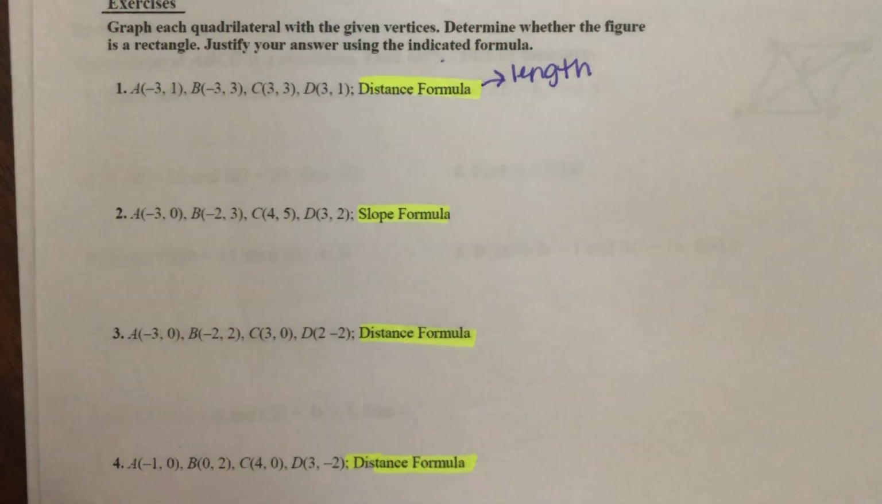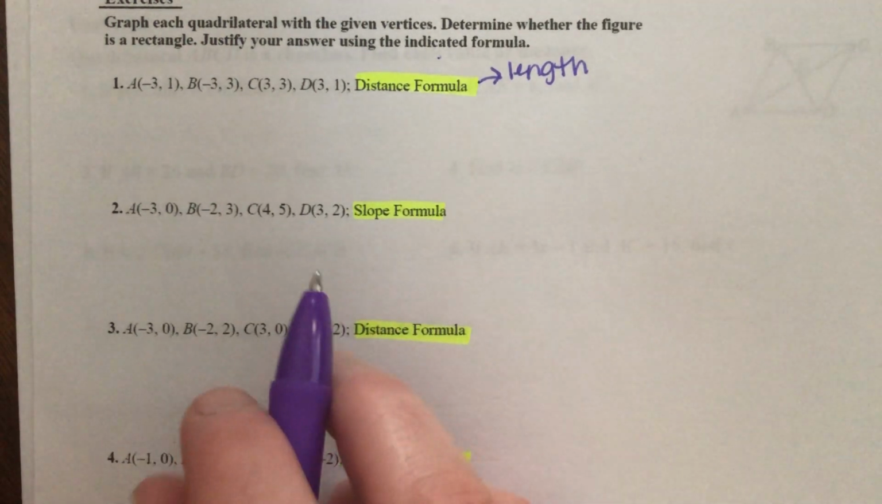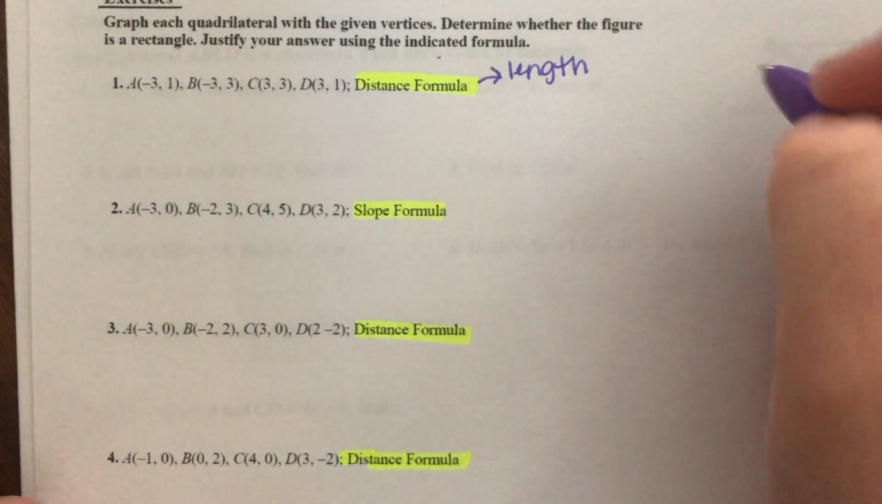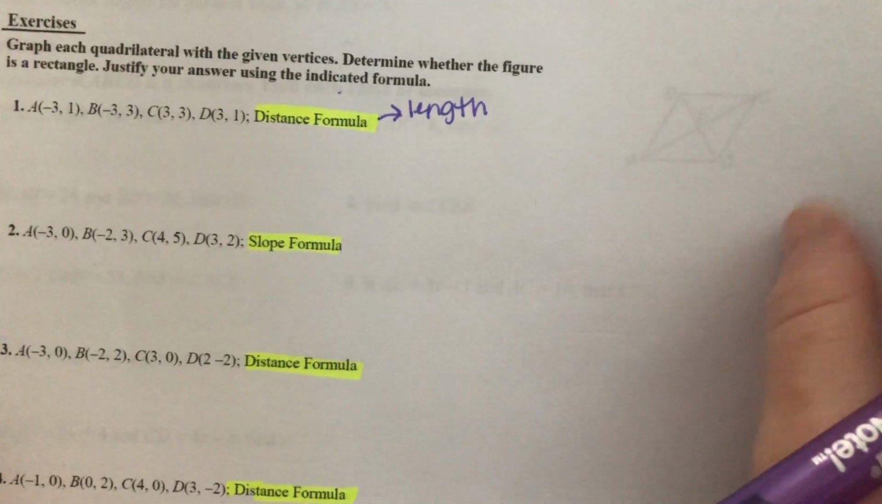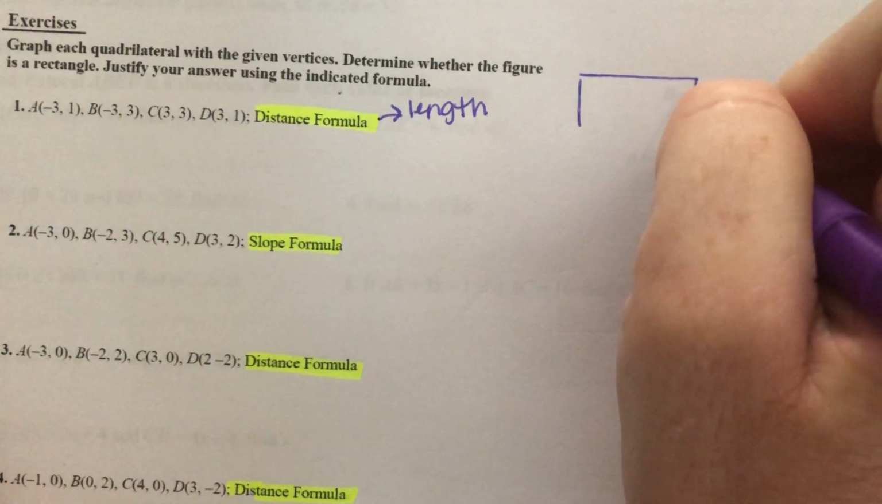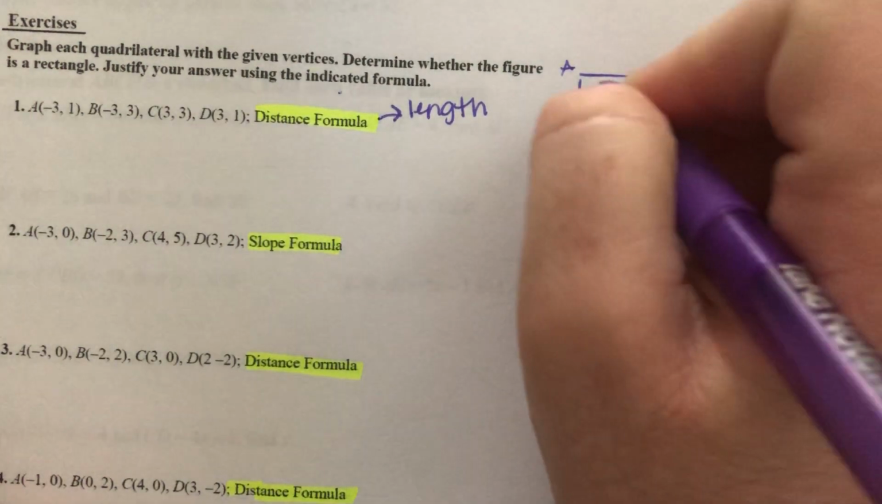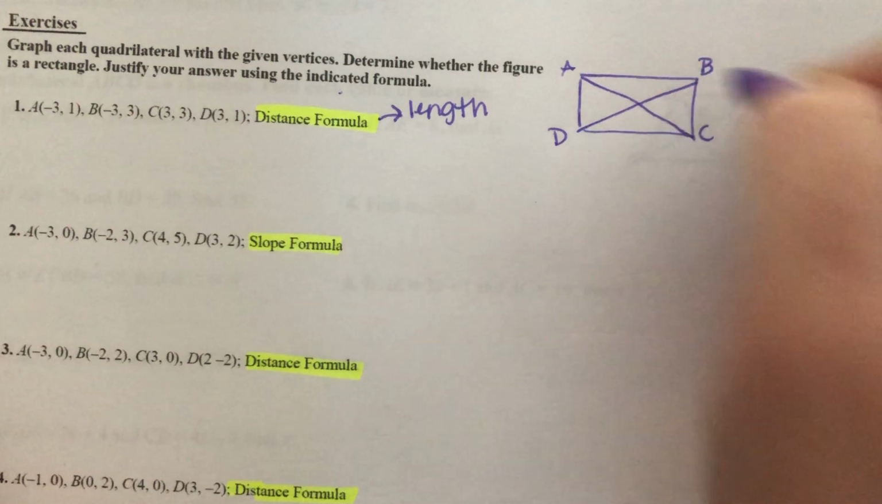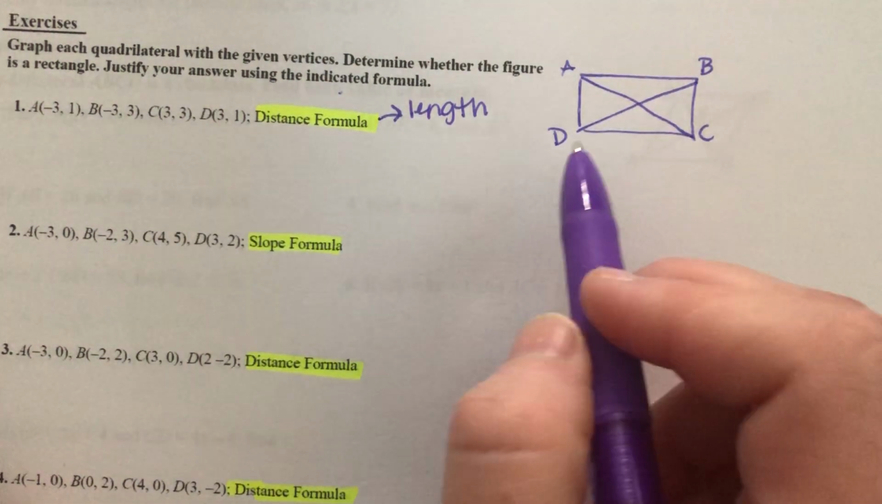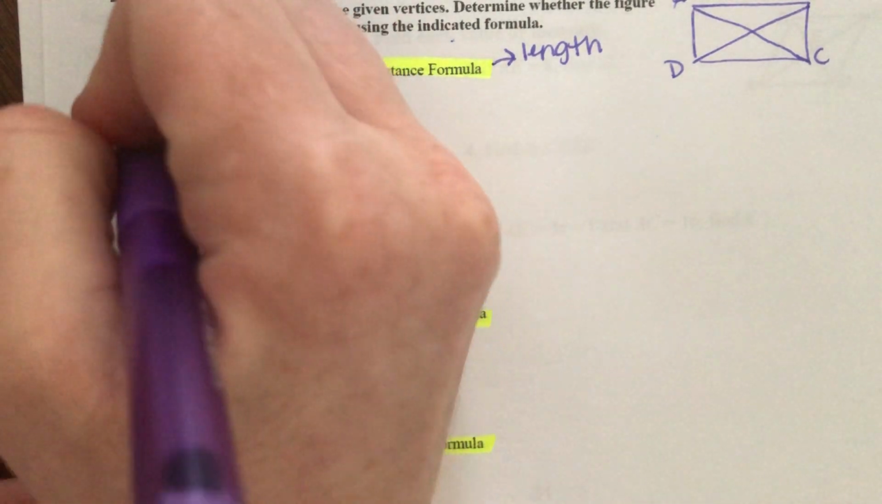So first we have to prove that both pairs of opposite sides are the same length. That tells us it's a parallelogram. Then we have to show that the diagonals are the same length. That shows it's a rectangle, right? So the opposite sides, same thing. If I sketch a little parallelogram up here, A, B, C, D, and then I draw my two diagonals, the first pair of opposite sides are AB and CD, or DC. So I want to find the length of both of those, right?